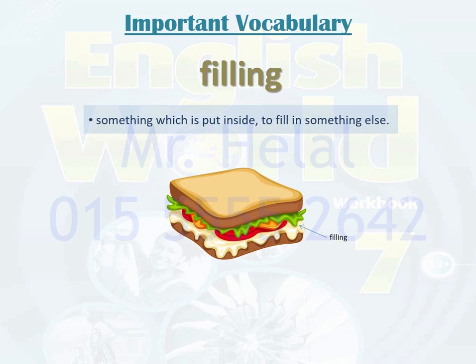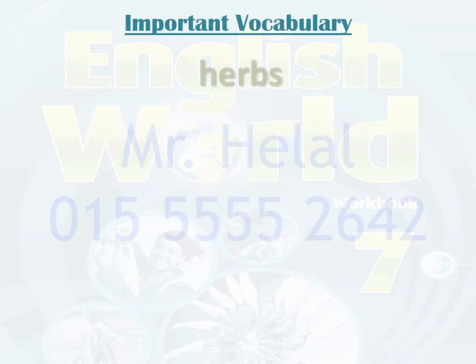ساندويتش، والحاجات اللي جوه الساندويتش هو ده الفيلينج. يعني مثلا التشيز، التوماتو، الحاجات دي بنقول عليها الحشو أو الفيلينج. Example: What filling do you want in your sandwich? Salad or cheese? يعني ايه نوع الحشو اللي انت عايزه في الساندويتش بتاعك؟ يا ترى عايز سلطة ولا جبنة؟ Herbs.